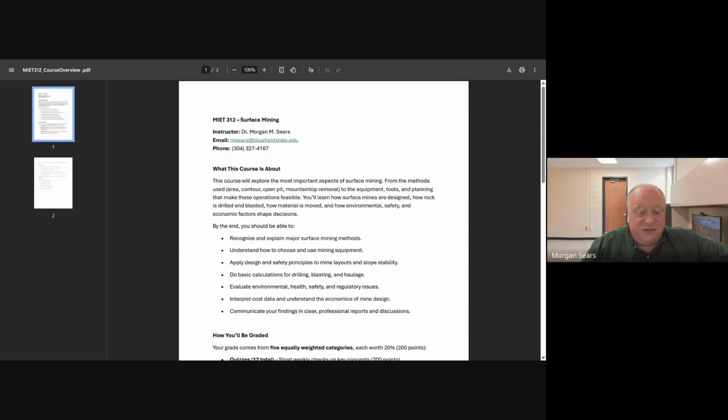So, interpret cost data and understand the economics of mine design. It's important. Historically, when I was a practicing ground control engineer, I knew the cost of all my products, roof support and all that, different kinds of bolts. Prices have changed since then. It's been 10 years, but as an engineer, we need to know those things. We need to know what things cost so that we're doing the best we can, right?